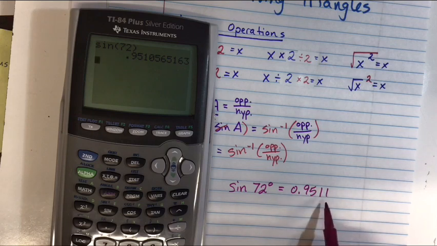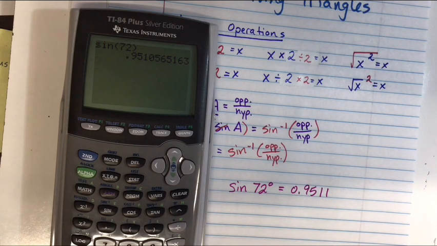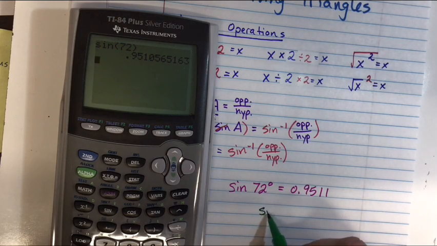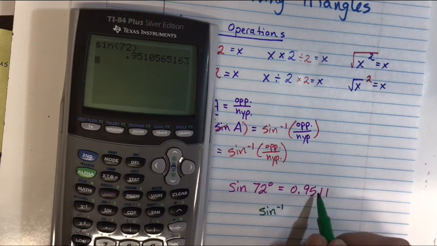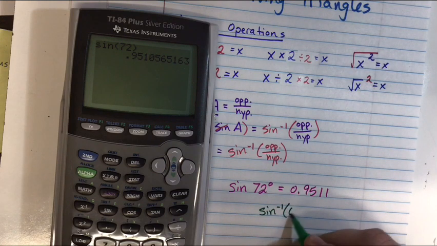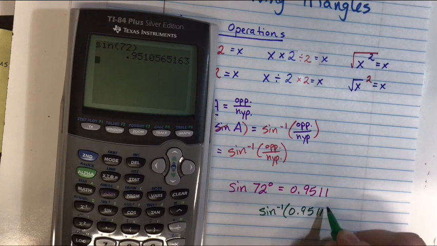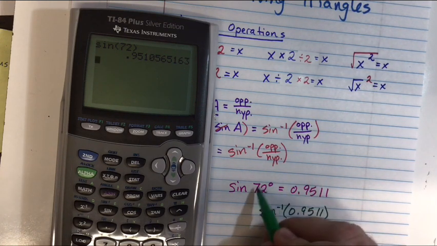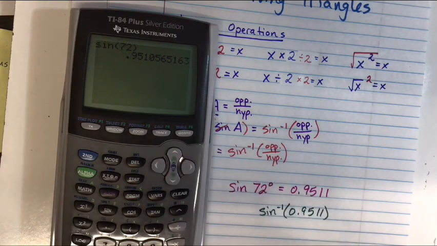And we like to write some of these out to the 4th decimal place. But what this tells me then, if I were to do the inverse sine of that ratio, remember this decimal represents a ratio, that means I would get 72 degrees. Okay? And so I'm going to type in my inverse sine.